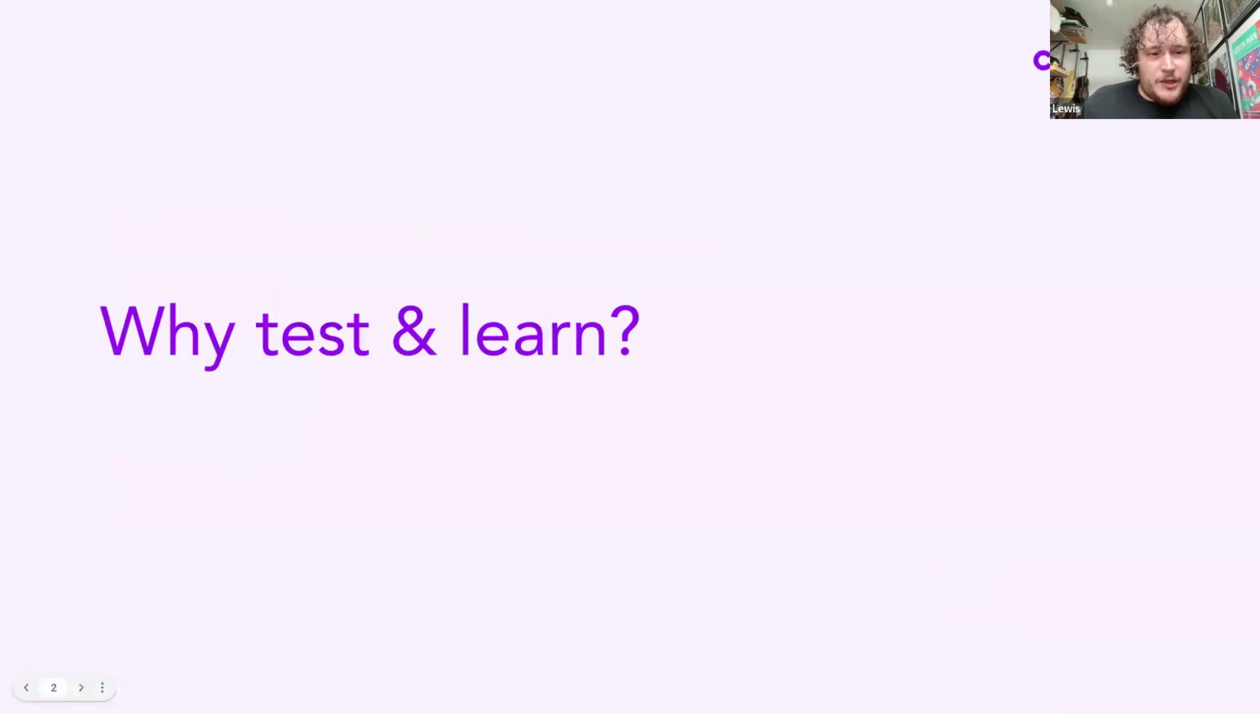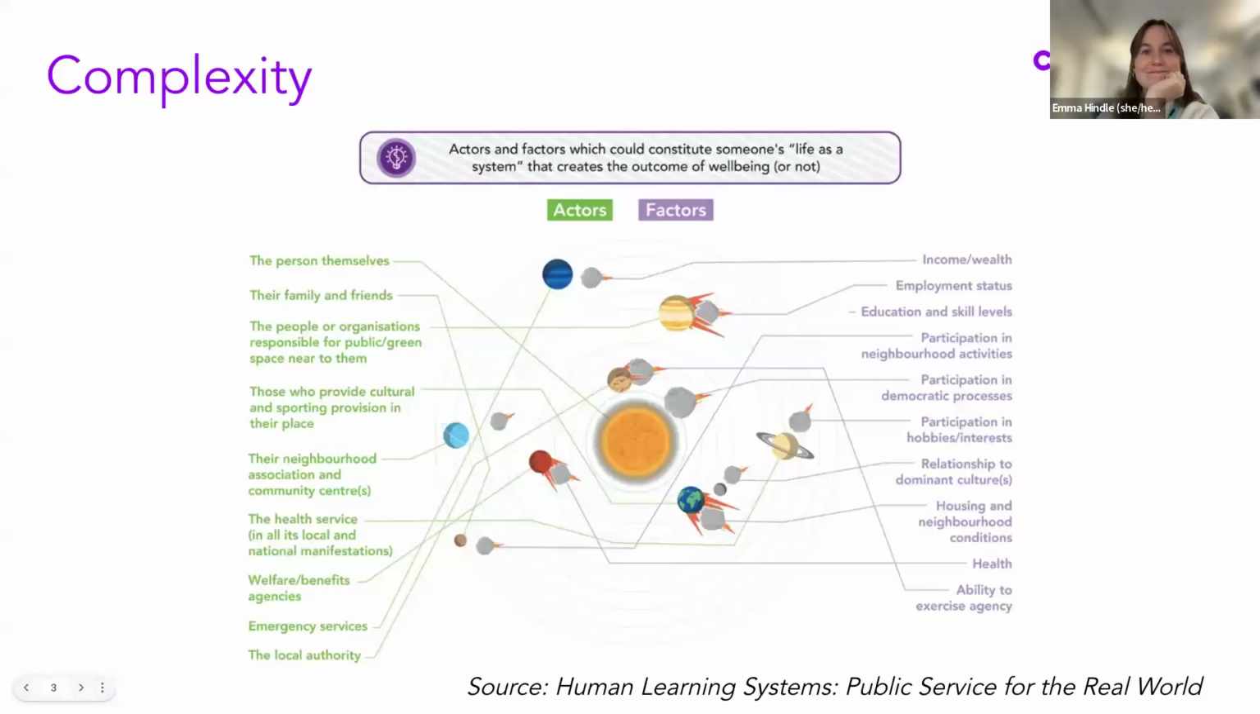So yeah, why test and learn? Can I have the next one? Sorry. We work in complexity. The systems in which we are working, the lives that people have that we are trying to support, are complex. There are many different actors, many different factors that impact or affect people's lives. And so, because of all of these things, we have to recognize that we are part of a complex network and web of services and people and systems.